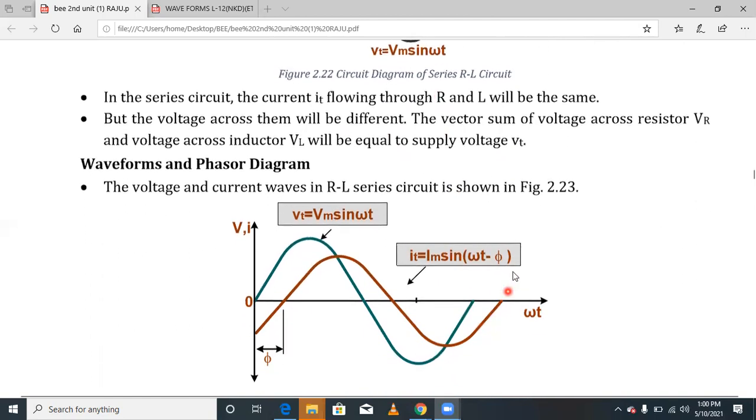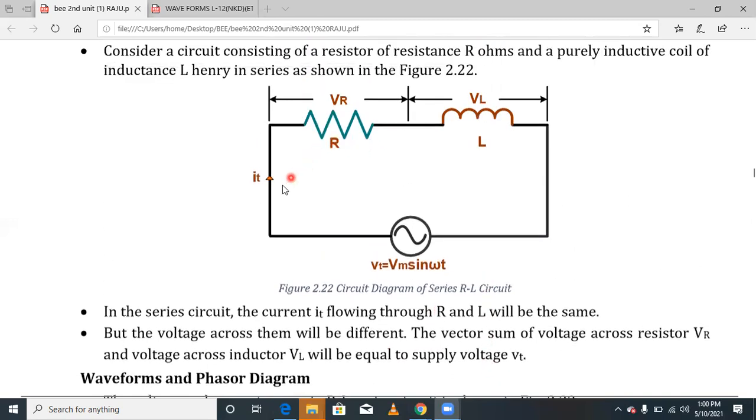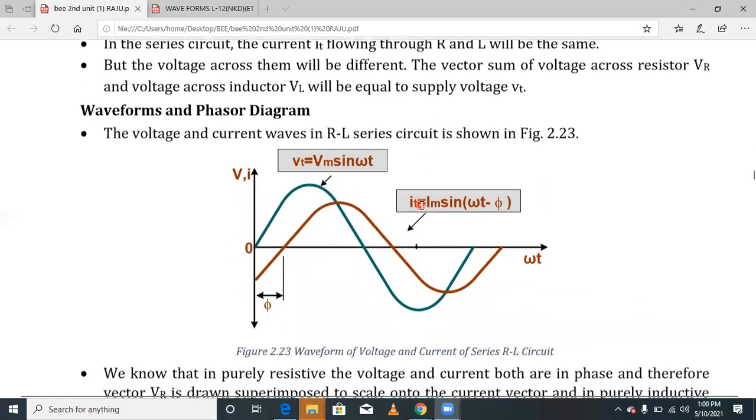So you have to take some angle: I of t is equal to I_m sin(omega t minus 5). Here the current flowing through the inductor is called I of t, the voltage across the inductor is called V_L, and the supply voltage is called V of t is equal to V_m sin omega t. It starts from 0 onwards, but I of t, I_m sin(omega t minus 5 degrees), starts after 5 degrees onwards. This current waveform starts like this, after 5 degrees onwards.